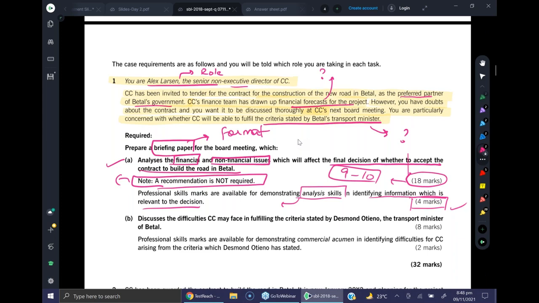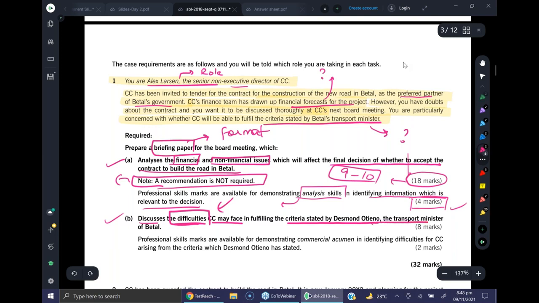Okay, requirement B on the very same briefing paper: discuss the difficulties. So that's the key word. Discuss the difficulties CC may face in fulfilling the criteria stated by Desmond, the Transport Minister of Beetle. So there is some criteria given by the Transport Minister which must be there in some exhibit. So we'll have to calculate the difficulties in meeting that criteria.